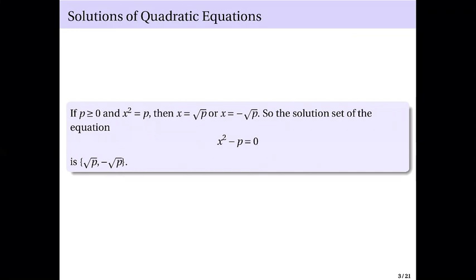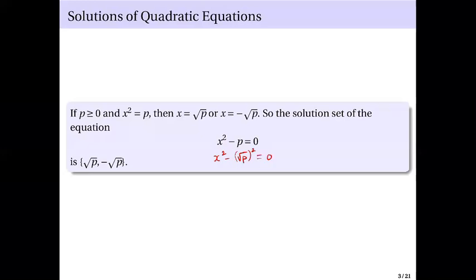And in order to verify this, you look at this equation here. Since p is positive, or equal to 0, then we can take the square root of p. So we can think of p as square root of p quantity squared. And therefore, this equation here, we can rewrite it as x squared minus quantity square root of p squared equals 0.